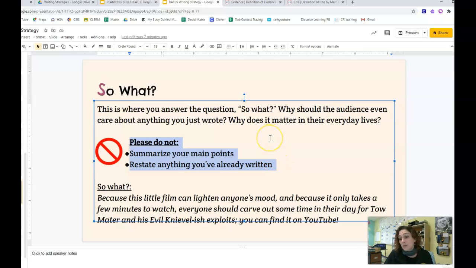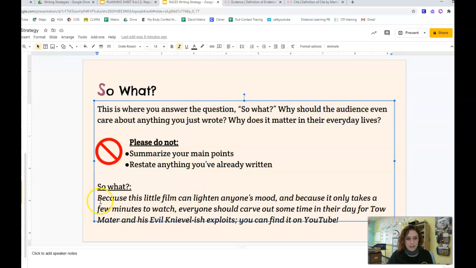So that leaves you with the question, then what should I do? Here's what I want you to do instead. This is where you answer the question, so what? Why should the audience even care about anything you just wrote? Why does it matter in their everyday lives? If I tell everybody what makes this Pixar film funny, at the end of the day, so what? Why should we care that it's funny? Why does it matter to us?